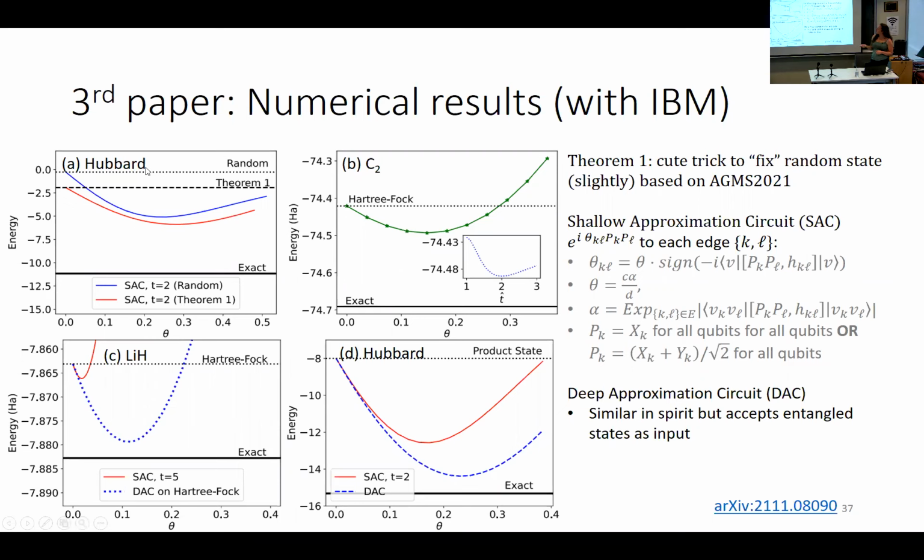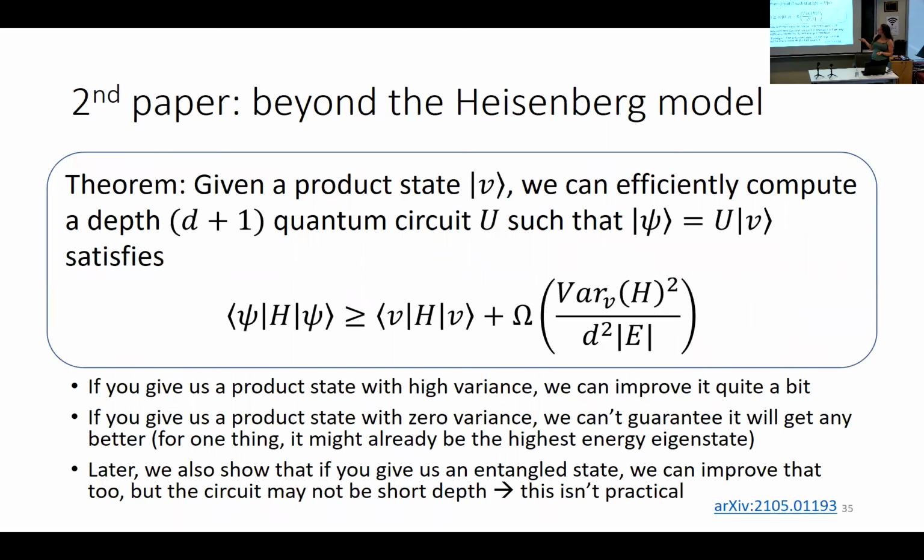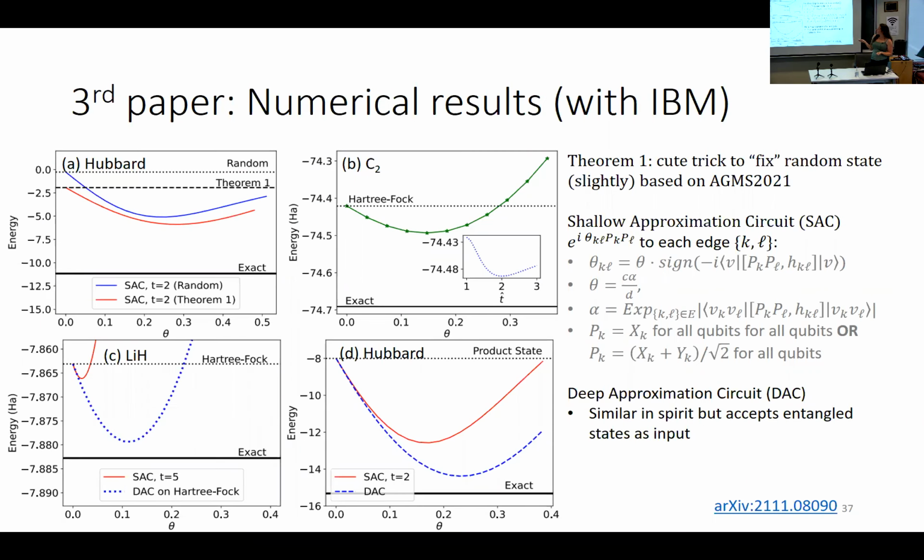Then we have this cute little trick called Theorem 1, where we fix a random state slightly by taking a subset of the qubits and updating their state based on the state of their neighbors. Obviously you can't do that for every single qubit because you have some sort of recursive thing going on. But if you choose a small enough set of qubits, then of course you can update them a little bit, and that gives you a little boost. Then this SAC, shallow approximation circuit, is the circuit I was talking about from this theorem. When we apply that, you can see that we improve the energy significantly for these.